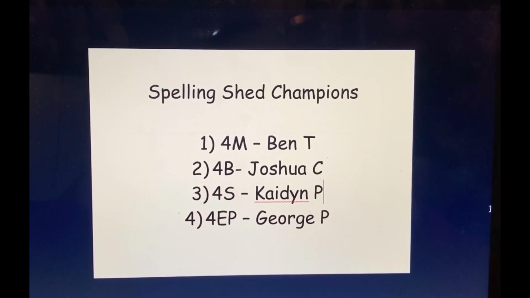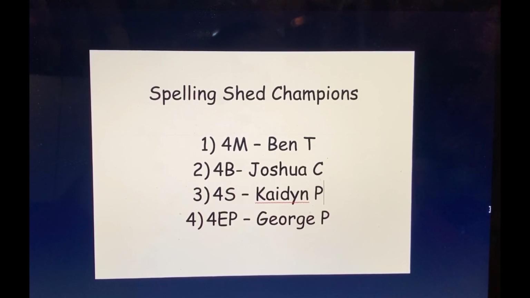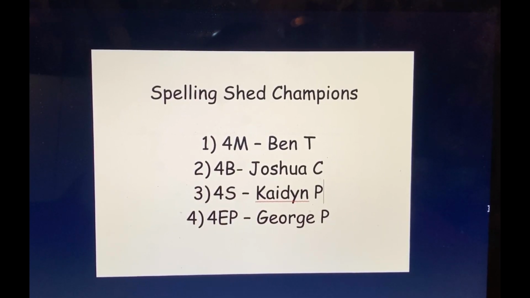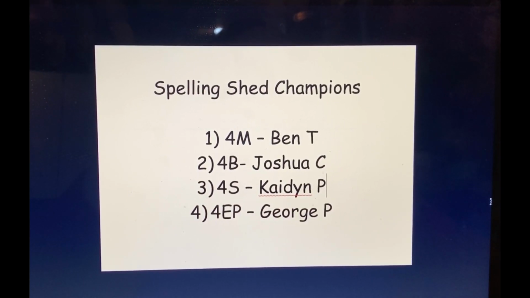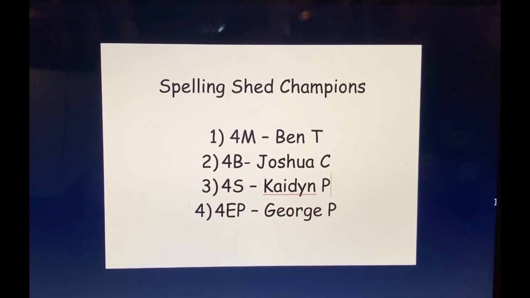The second class was 4B, and Joshua C was 4B's top speller. In 4S, it was Caden P, and in 4EP, it was George P. So well done to Ben, Joshua, Caden and George. And the overall top speller in Year 4 for last week was Ben T. So fantastic work, all of you. Keep up the hard work on Spelling Shed.